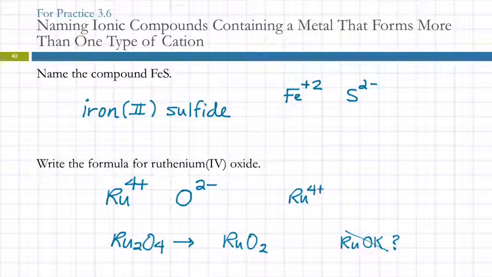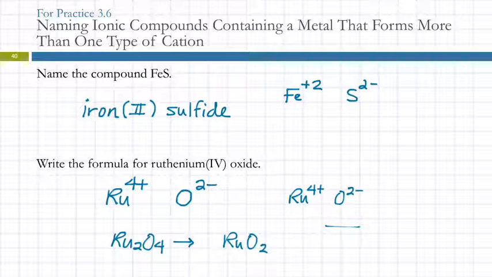Ru 4+ and O2-. So if we do it this way, get rid of the bad joke. We've got -2 and we've got +4. So we need more of these. So if I draw another one in, now I've got -4 and I'm good. I've got 1 ruthenium and 2 oxygens. Any questions?